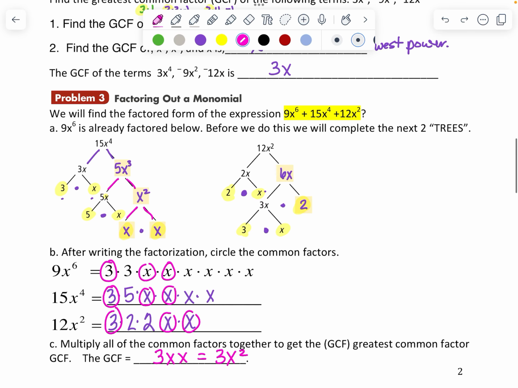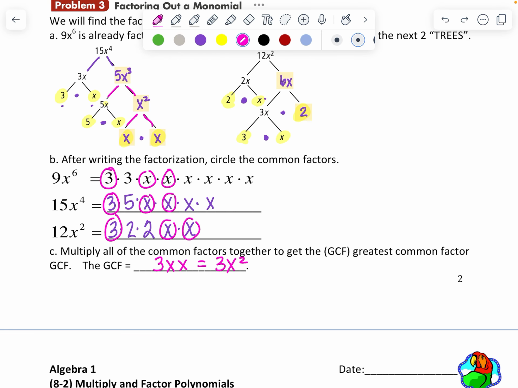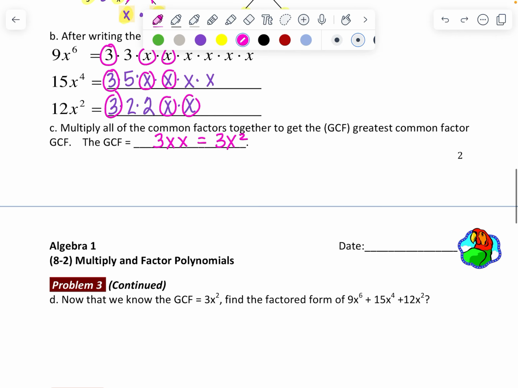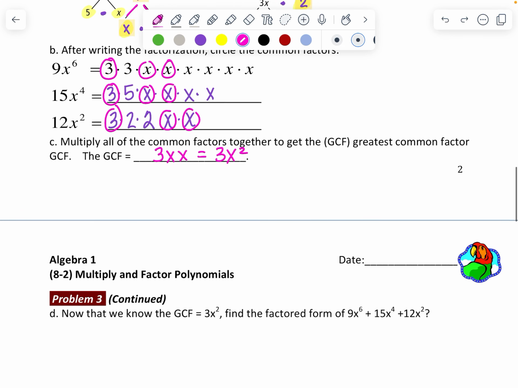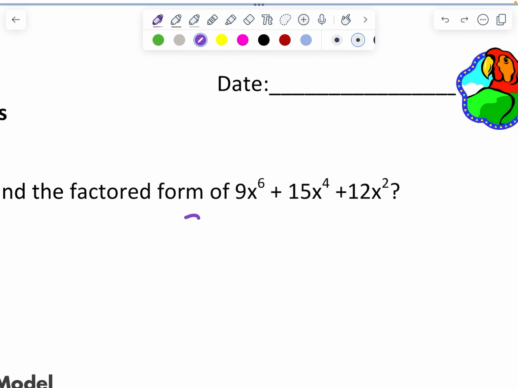Okay, so we will find the factored form of the expression. Now that we know the GCF is equal to 3x squared, we're going to take this and factor it out. One of the things I like to do initially when students find that this is a little bit difficult is I like to take each term and split it up, like so. Like 3x squared is our GCF, right? So what is that going to be times? That's going to be times 3x to the fourth.